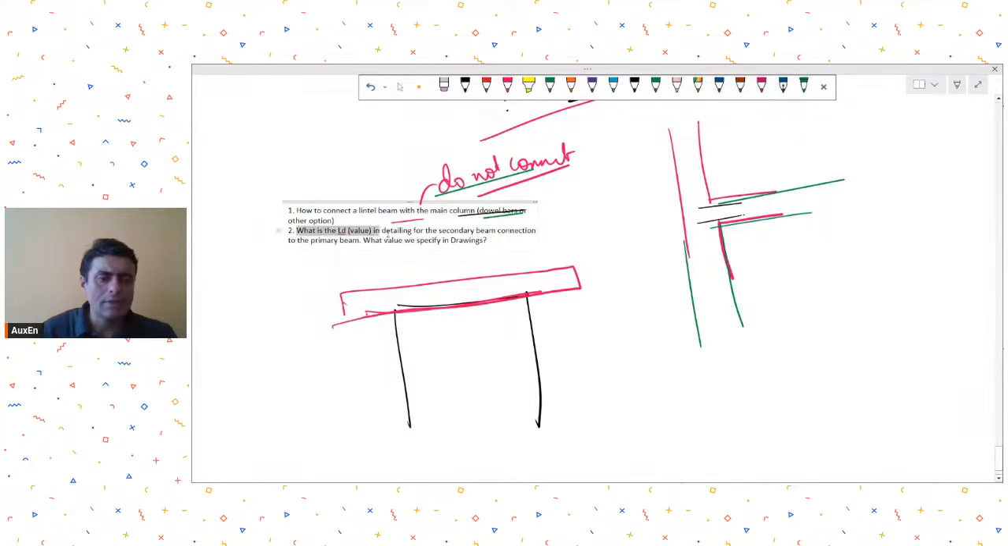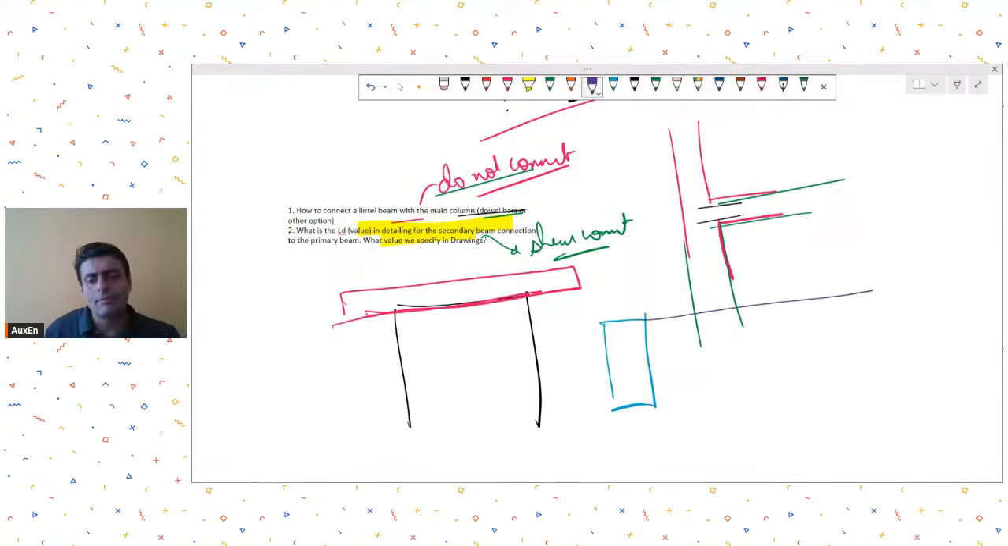His second question is, what is the LD value in detailing for secondary beam connection to the primary beams? In secondary beam to primary beam connection, if we only want to develop a shear connection, because generally in beam to beam connection we don't want moments to be developed, because then it generates torsion in the primary beam. So let's say this blue is my primary beam, this purple is my secondary beam. So ideally we do not want the reinforcement to be developed inside. So maybe around LD by 3 and you just leave it as it is.